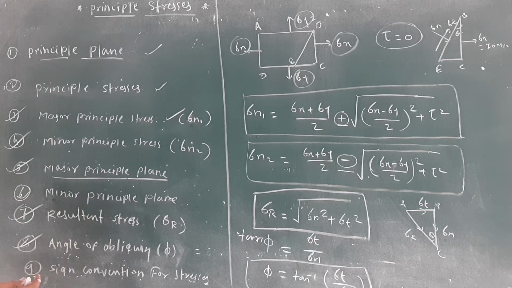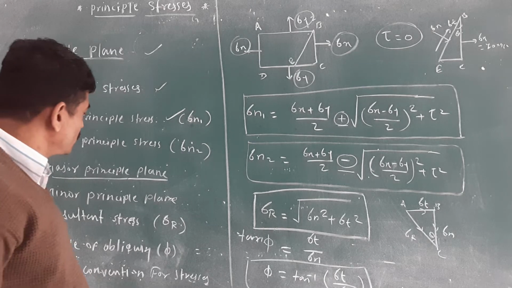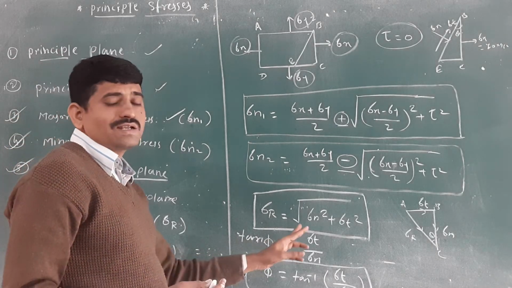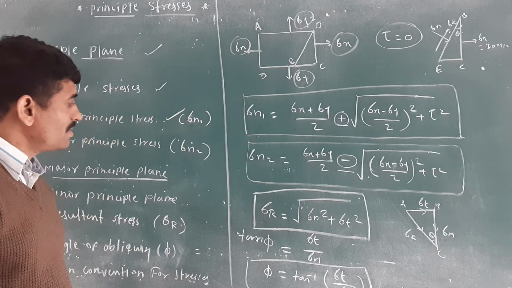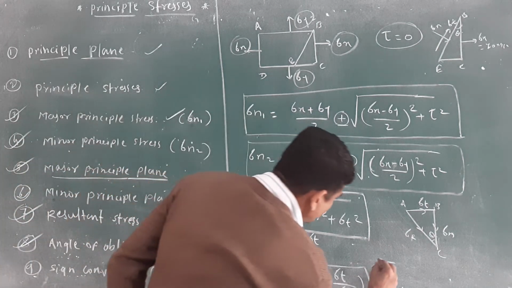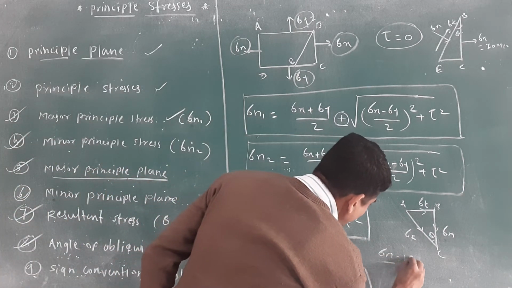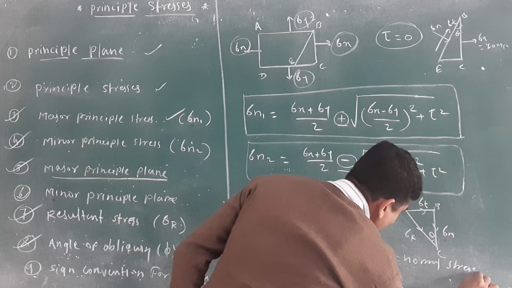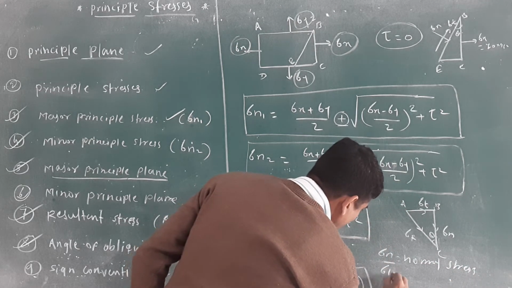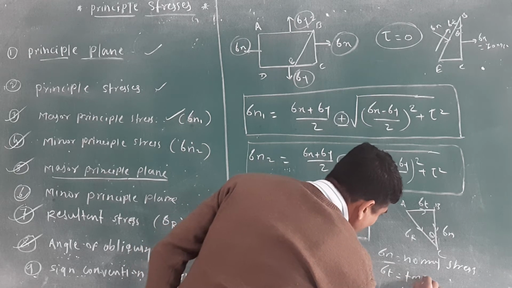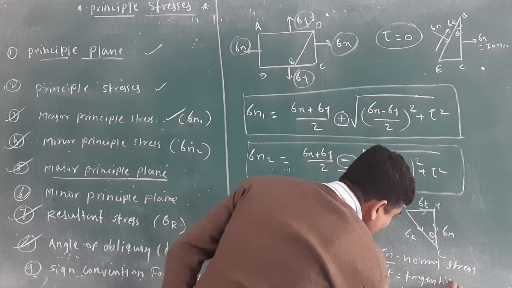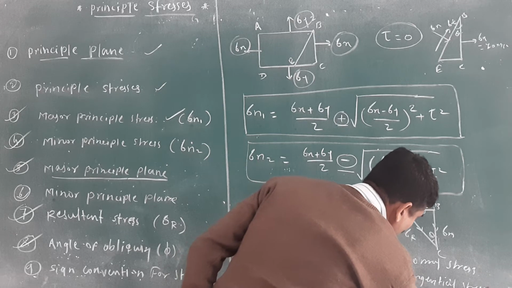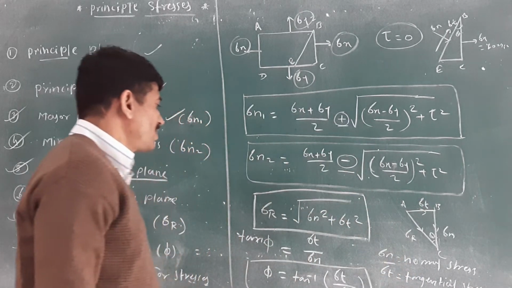Then resultant stress, resultant of which two values? Sigma n and sigma t. Sigma n means what? Normal stress. Remember that. Where sigma n is normal stress and sigma t is the tangential stress, denoted by sigma t.